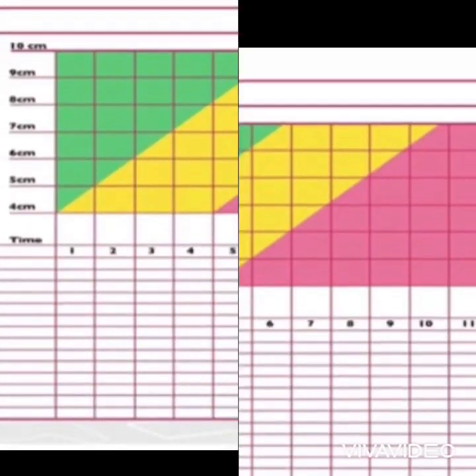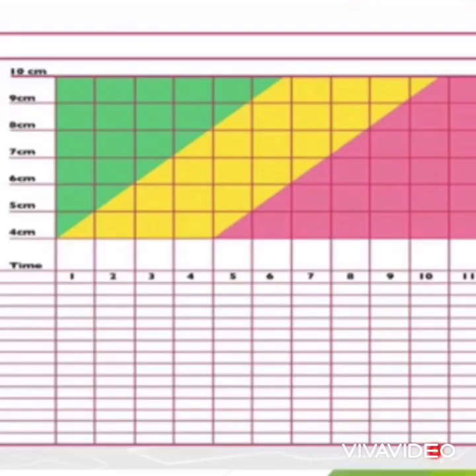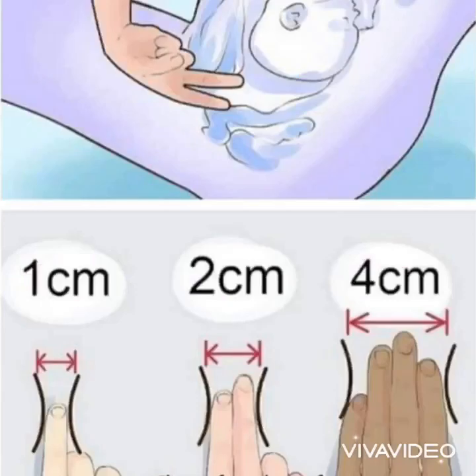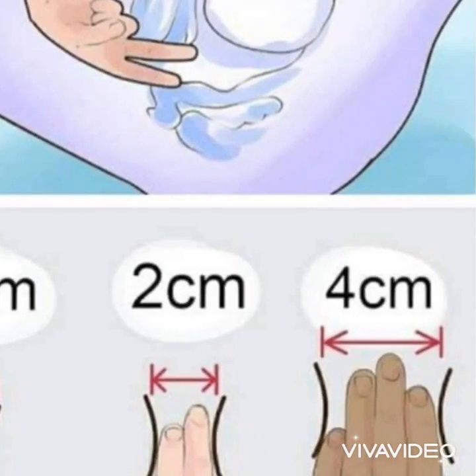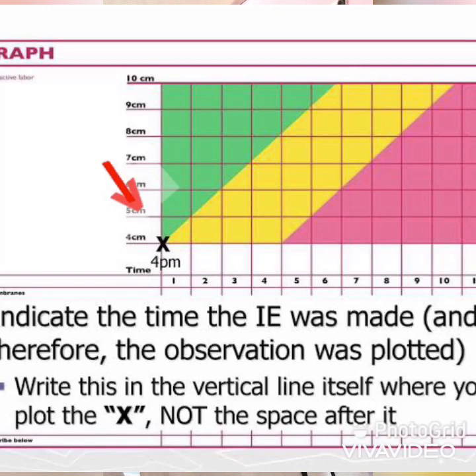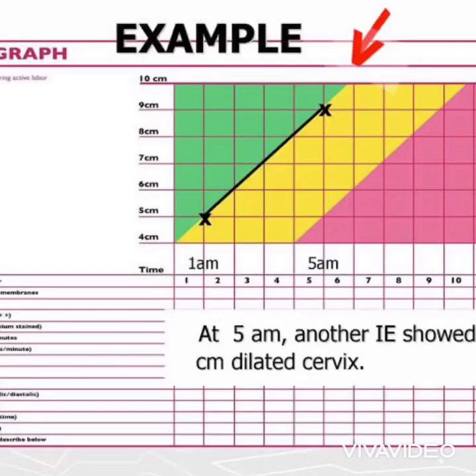As you can see, there is a color coding. The green line means active or normal labor. The yellow line means alert. And the pink means action. So upon admission, you are going to assess the patient. When the cervix is at 4 cm, you are going to plot by putting an X in between the green and yellow line. The action line is parallel, 4 hours to the right of the alert line.